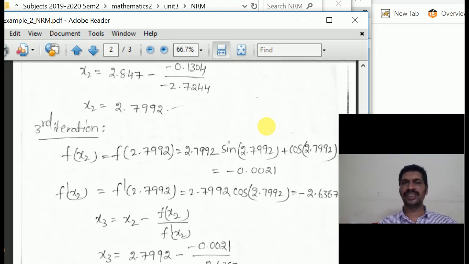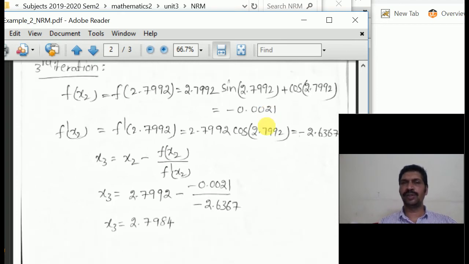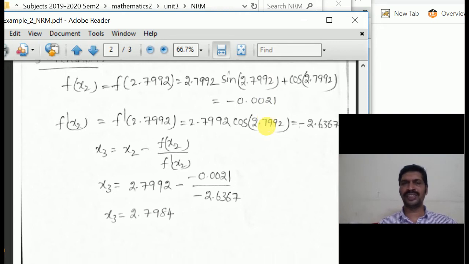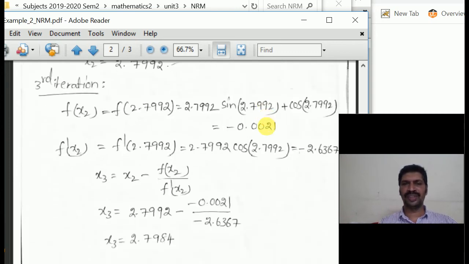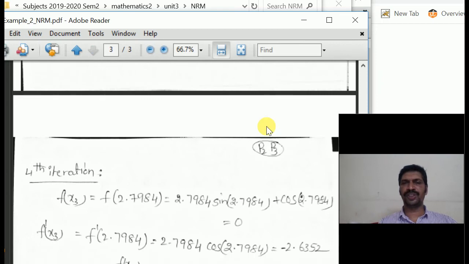In third iteration, we will compute the f of x2, f dash of x2 values. x3 equal to x2 minus f of x2 by f dash of x2. We will get the x3 values 2.7992, 2.7984. We will proceed for fourth iteration.